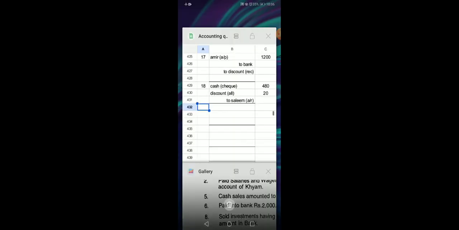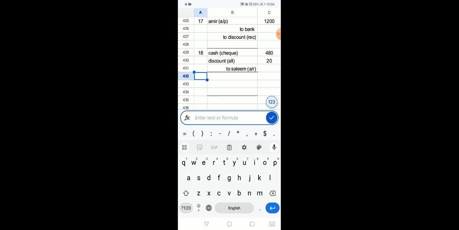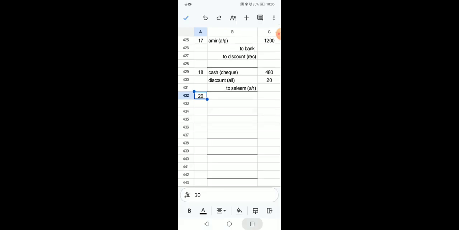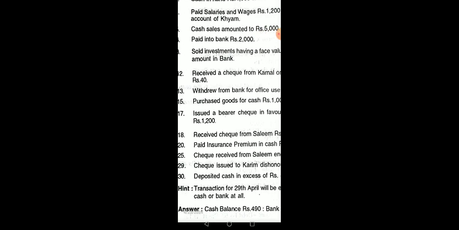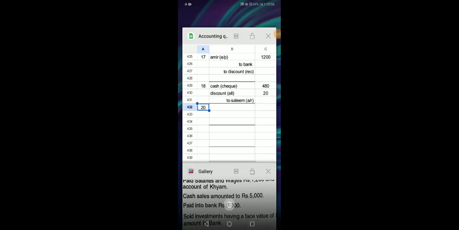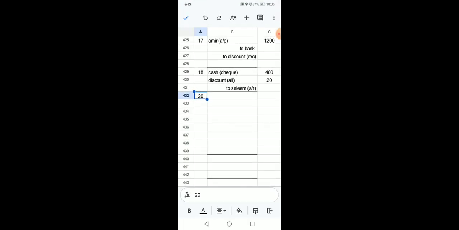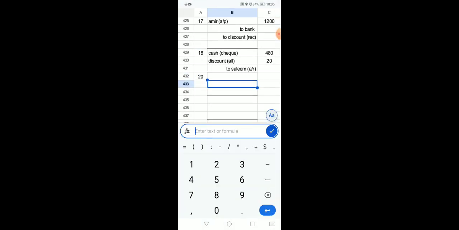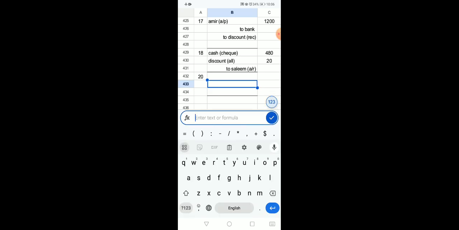It's 20. Let's mention date first. It's very important. What is 20 saying? Paid insurance premium in cash. When you are paying, it means cash is going out. That means cash in hand is decreasing. Cash in hand is your asset. Asset is decreasing. Decrease in asset should be mentioned on credit side. So you will mention cash over here.